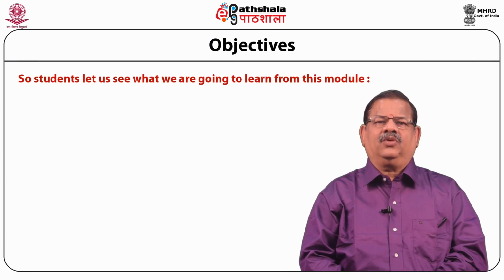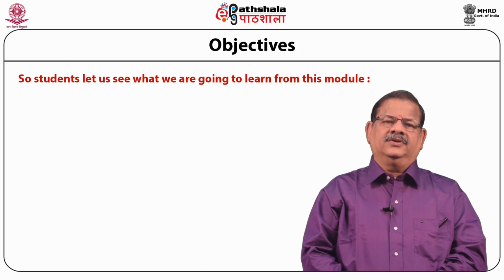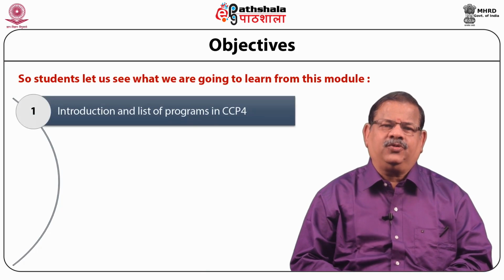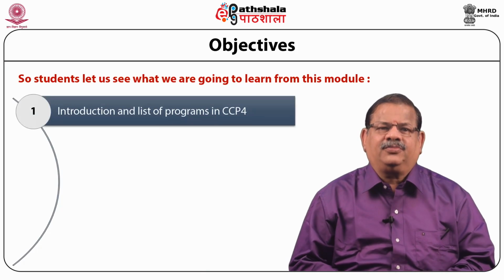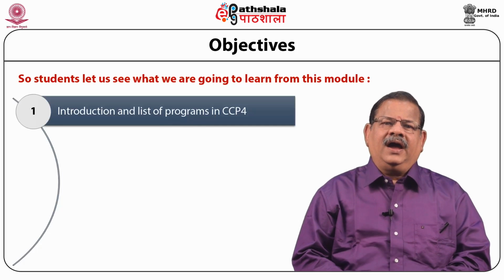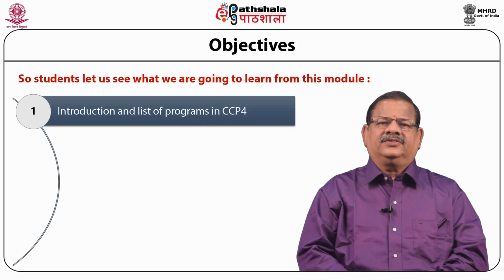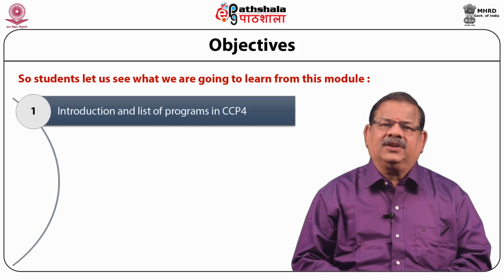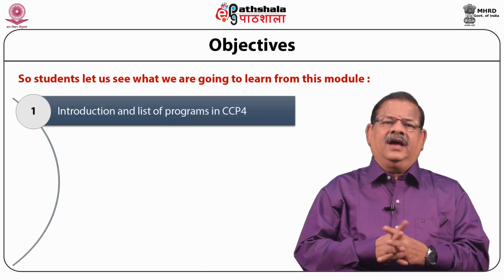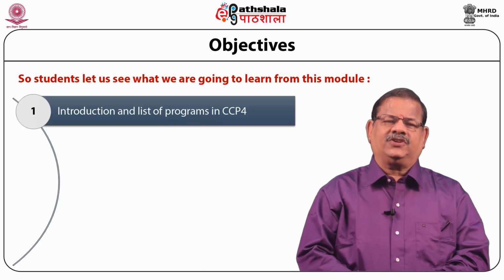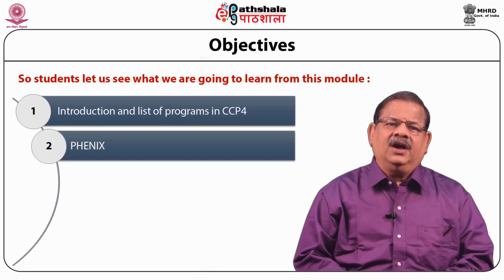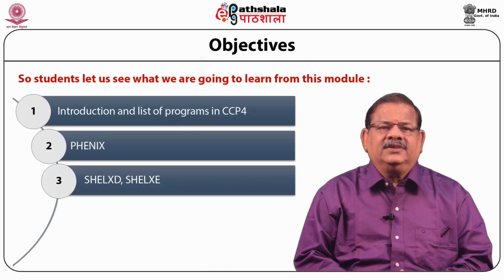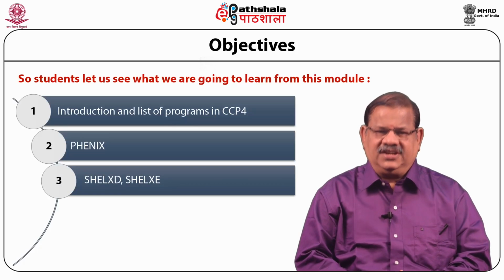Let us first consider what are the objectives we are going to deal with. First, I am going to introduce you to the suite of programs called CCP4, Collaborative Computational Project number 4. And we are going to look into some of the programs in the list. The list contains a lot of programs, and I am going to tell you some important ones. Then, as an example, we are going to talk about two suites of programs. One is the Phenix suite, another is the program SHELXD and SHELXE developed by the German physicist Professor George Sheldrick.